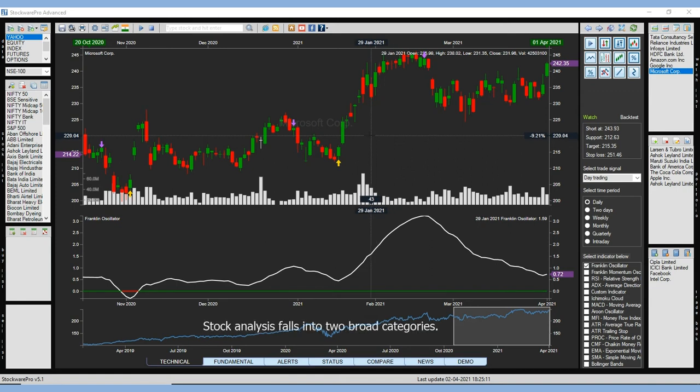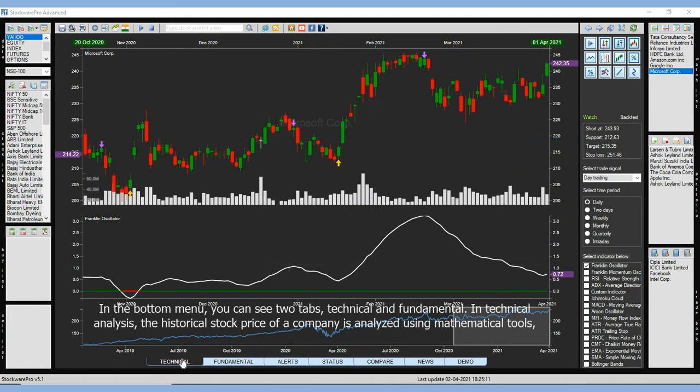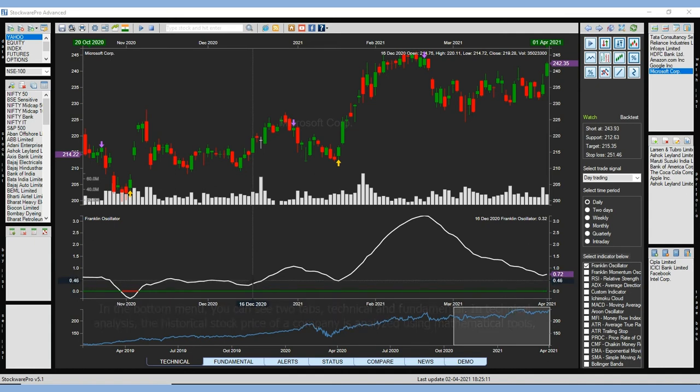Stock analysis falls into two broad categories: technical analysis and fundamental analysis. In the bottom menu, you can see two tabs: technical and fundamental. In technical analysis, the historical stock price of a company is analyzed using mathematical tools called technical indicators to predict the future movement of its stock price for a given time period.